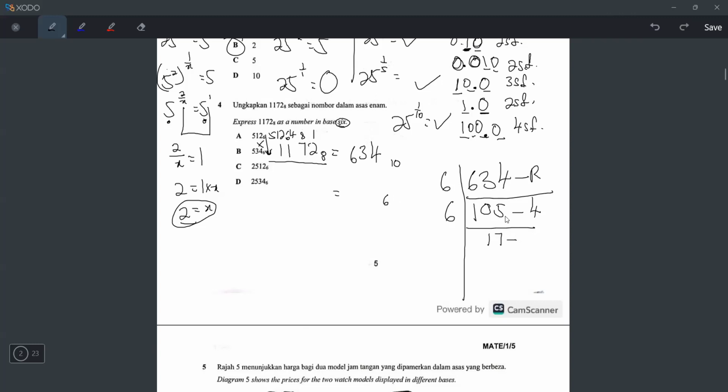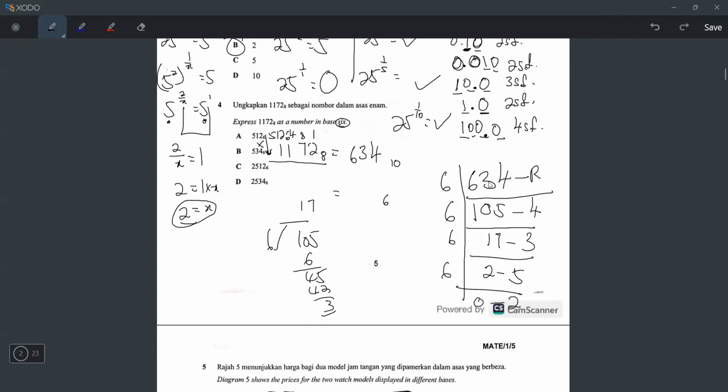Wait, did I do it correctly? Okay, let's try. 105 divide 6. 6 times 1 is 6, 45, right? 6 times 7 is 42. So remainder is 3. Okay, sorry, it's 17, 3. Okay, and then 6. Okay, 6 times what is 17? We know 6 times 2 is 12, but I need 17, so there's a 5 remainder. And then 6 times 0 is 0, remainder is 2.